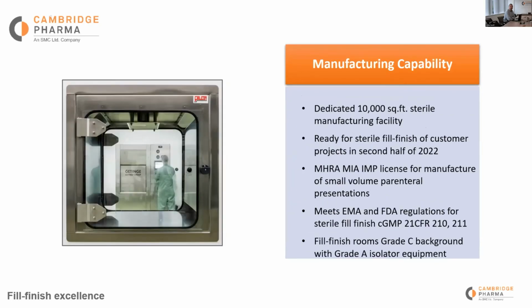So across the road, we have the manufacturing facility. So this is a GMP licensed site for IMPs. It's a dedicated sterile manufacturing facility, so approximately 10,000 square feet. Supports 2 clean rooms that support isolator-based lines. And then the rooms are grade C with the grade A isolator lines inside them.